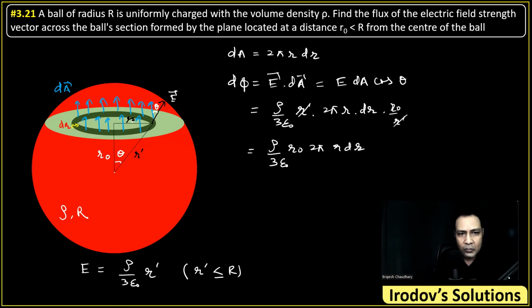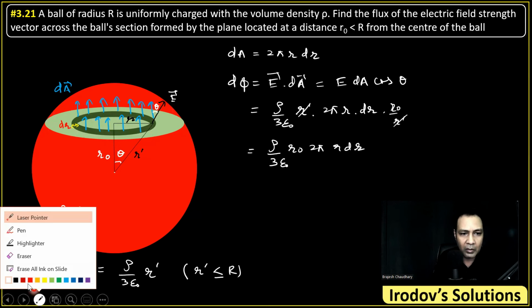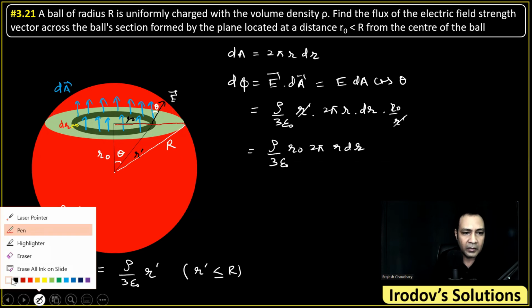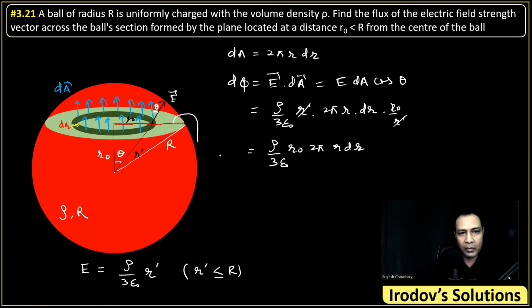If I integrate, this small r will vary from 0, and if I keep on increasing the radius, the maximum radius of this flat region would be this. This is the radius of the sphere, and this is r max, and r max would be nothing but the square root of R square minus r naught square.